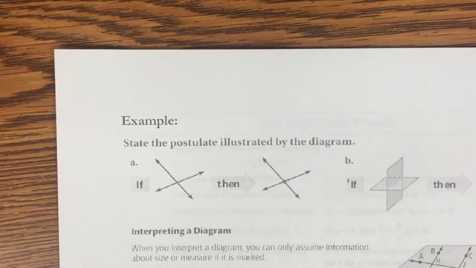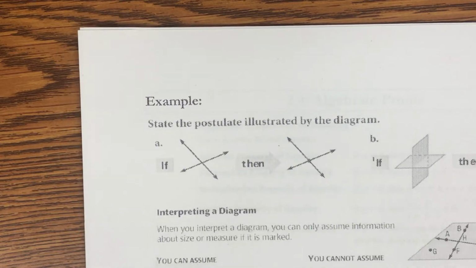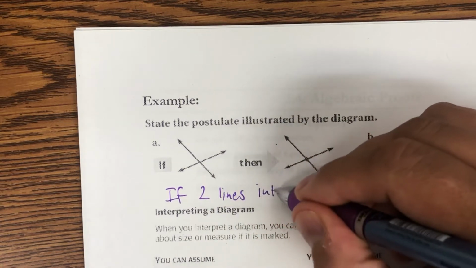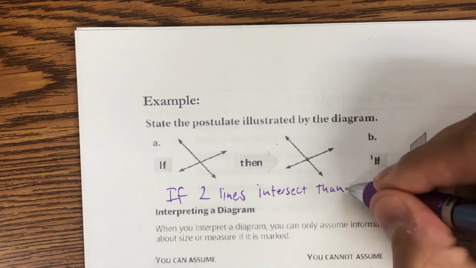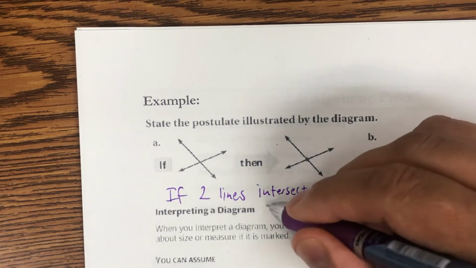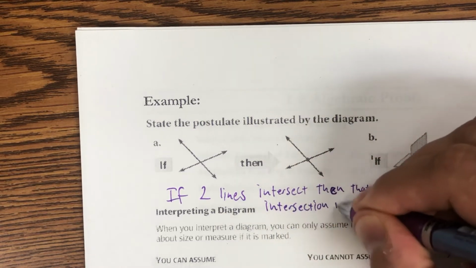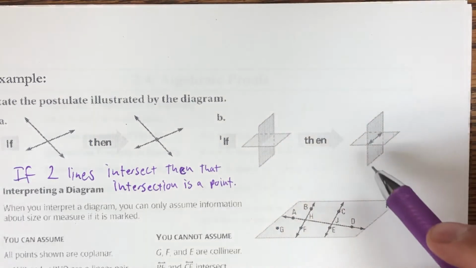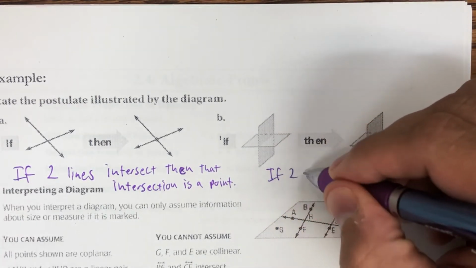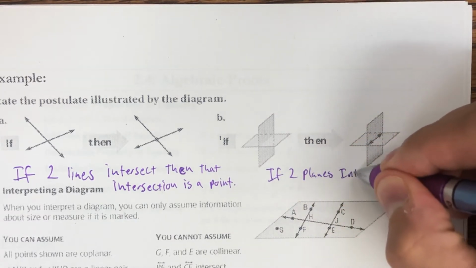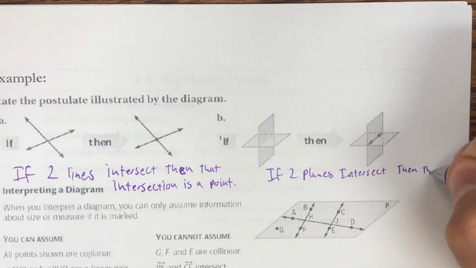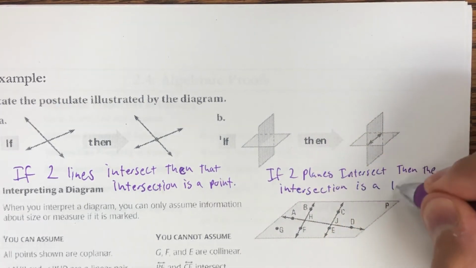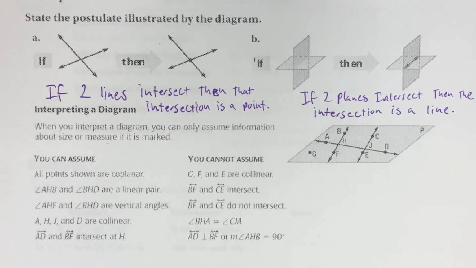All right, so we're going to have a couple quick questions that just say state the postulate illustrated by the diagram. I'm actually going to write it out. If 2 lines intersect, then that intersection is a point. That's what we see going on by the diagram. And the second would be if 2 planes intersect, then that intersection is a line.